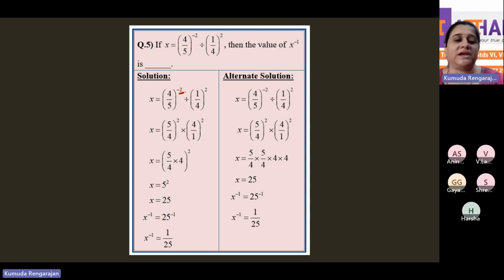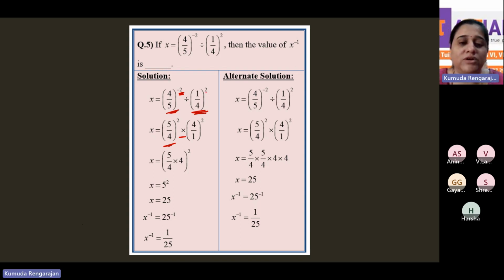Here, I don't want the negative power. I don't want minus 2. So I have to write the equivalent of this one. So 4 by 5 becomes 5 by 4 and minus 2 becomes plus 2. I'm happy with this. Division becomes multiplication. Okay, then we have to write the reciprocal of this one. Reciprocal can be done in 2 ways.